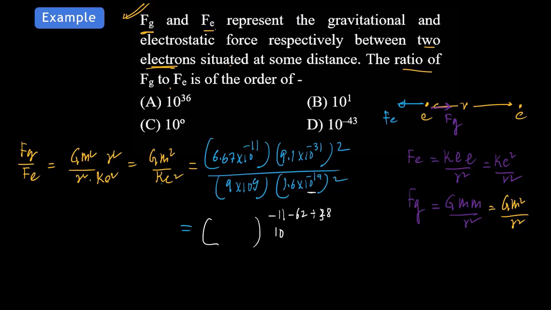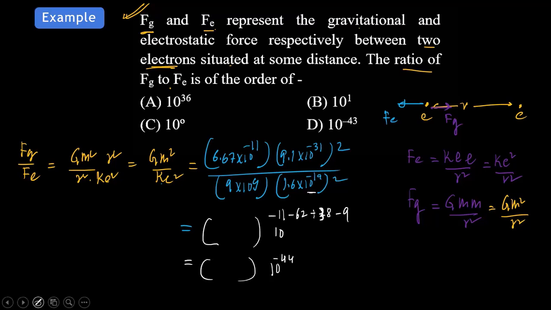Yeah, 38. 1938. Then 9 becomes minus 9. Okay. So it becomes how much? Minus 44. No? 10 to the minus 44. So something in 10 to the minus 44.